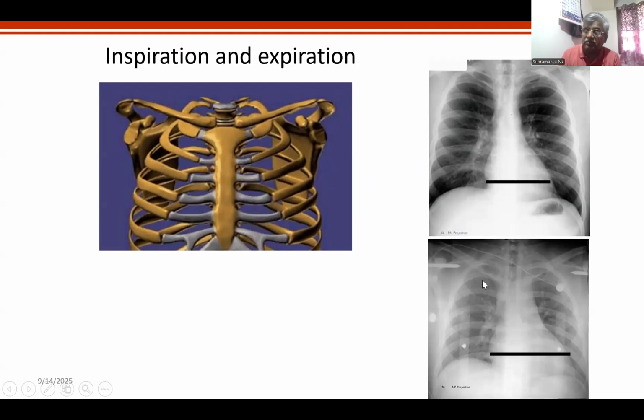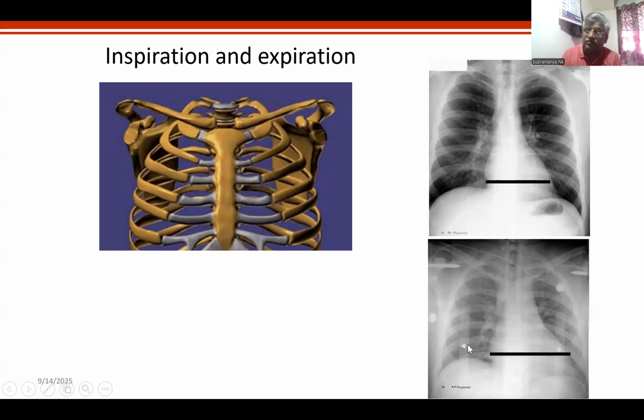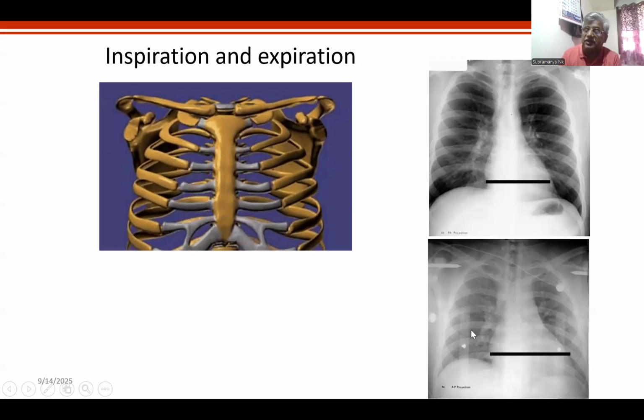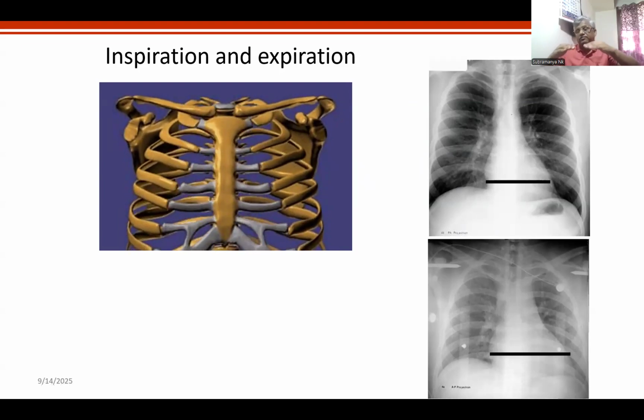Look at the lower one. 1, 2, 3, 4. By the time it is coming to the 5th only, it is almost meeting. This is a mid-expiratory film. So you can have a perfect inspiration film, perfect expiration film.